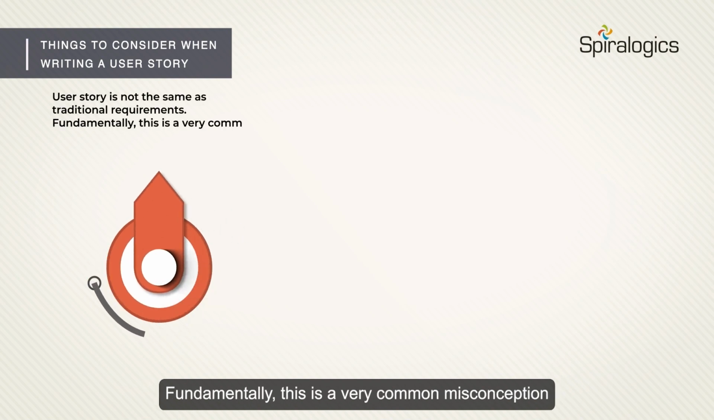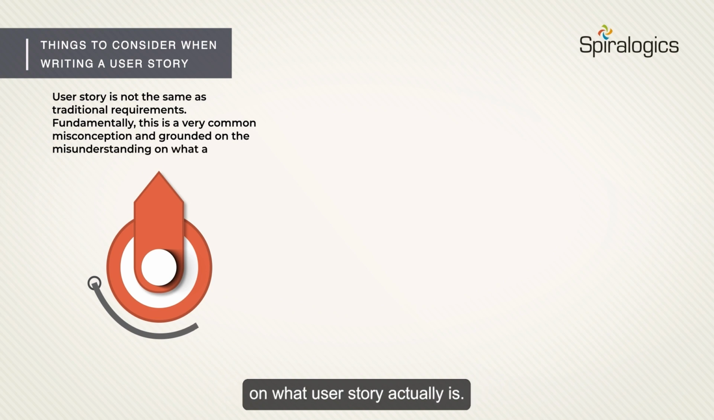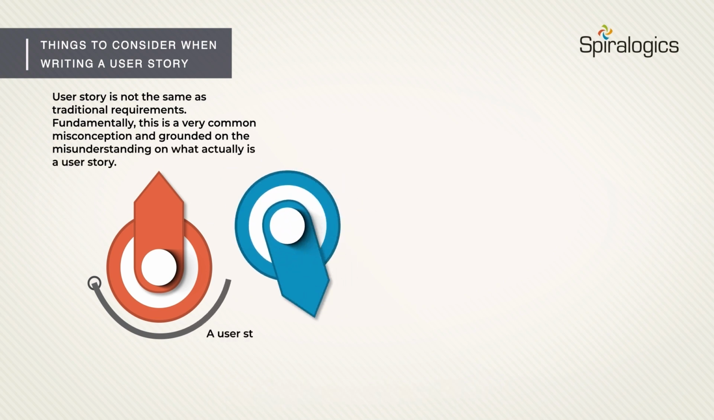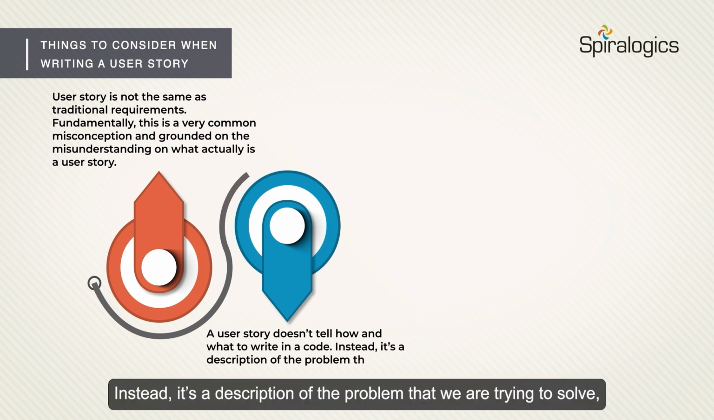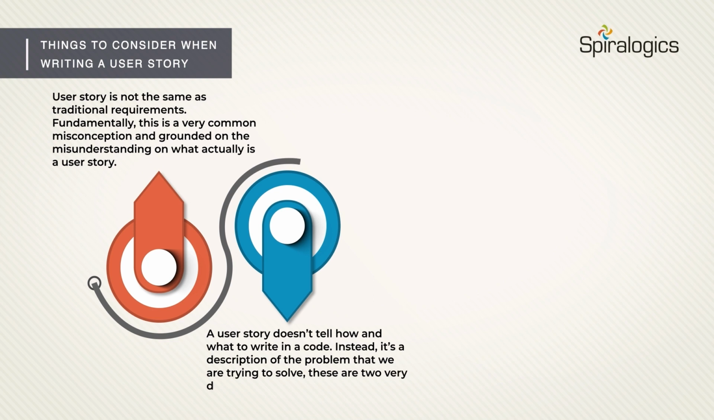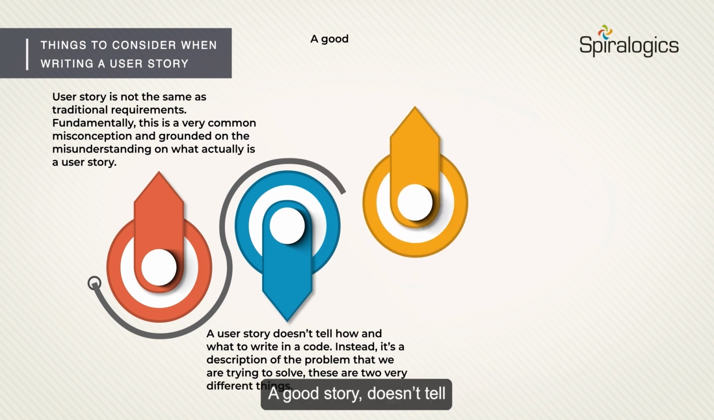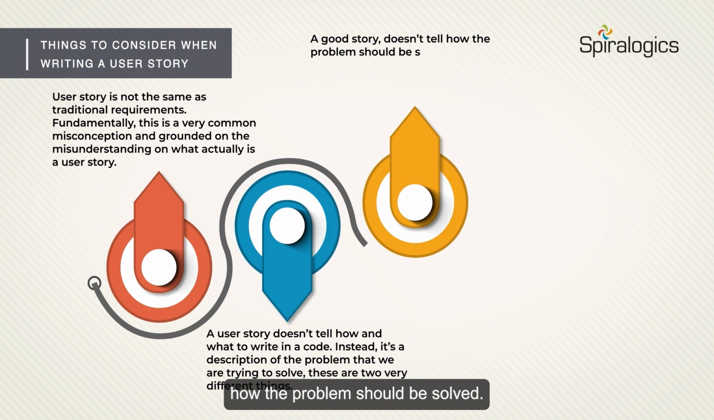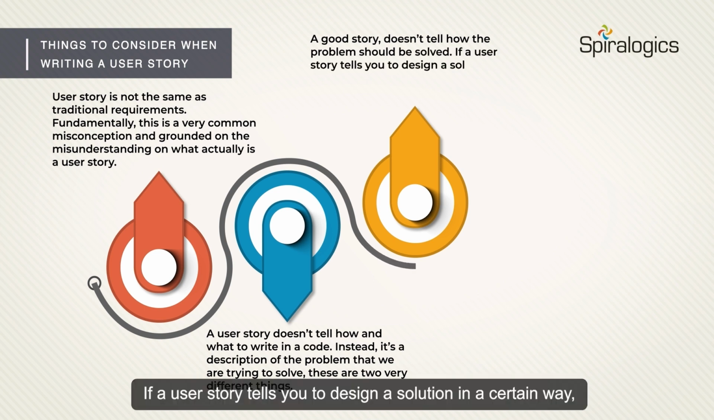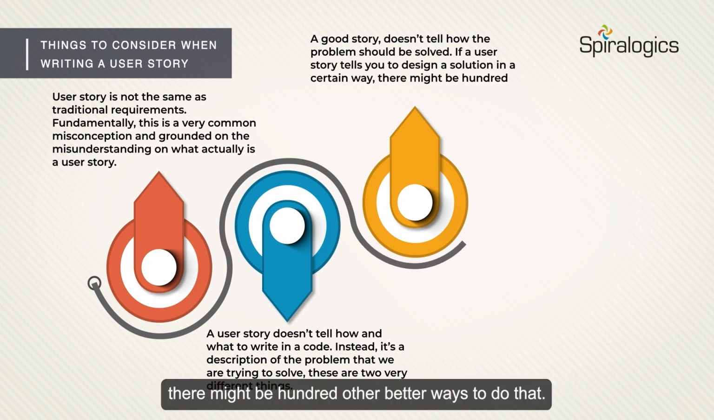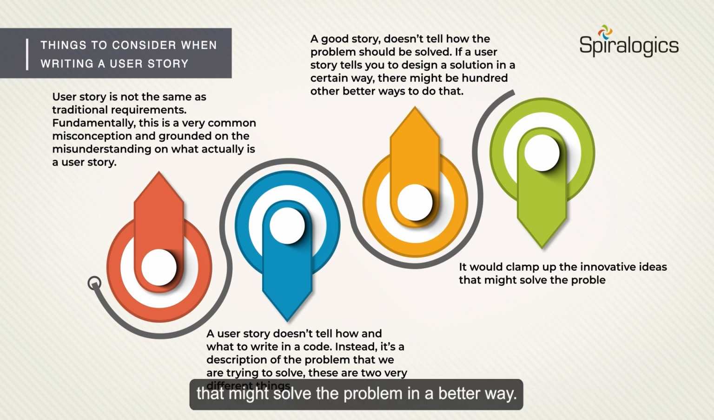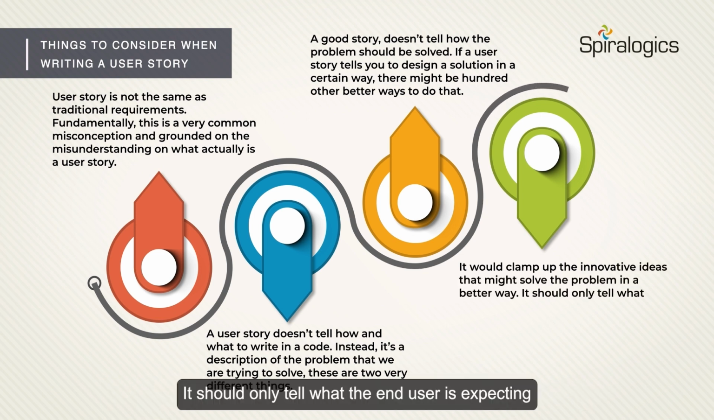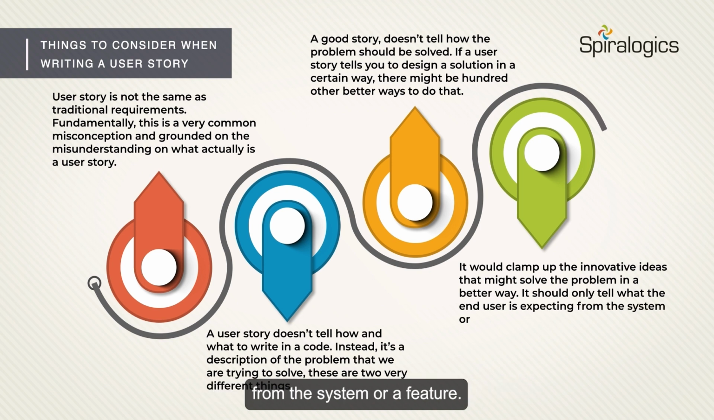Fundamentally, this is a very common misconception and grounded on the misunderstanding on what actually is a user story. A user story doesn't tell how and what to write in a code. Instead, it's a description of the problem that we're trying to solve. These are 2 very different things. A good user story doesn't tell how the problem should be solved. If a user story tells you to design a solution in a certain way, there might be 100 other better ways to do that. Explaining how it should be done would clamp up the innovative ideas that might solve the problem in a better way. It should only tell what the end user is expecting from the system or a feature.